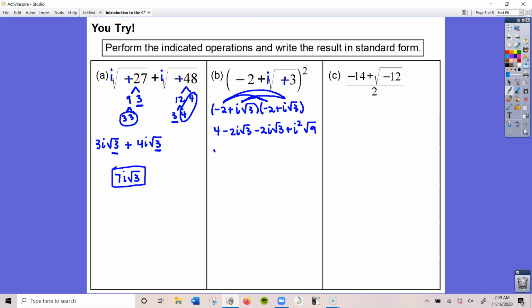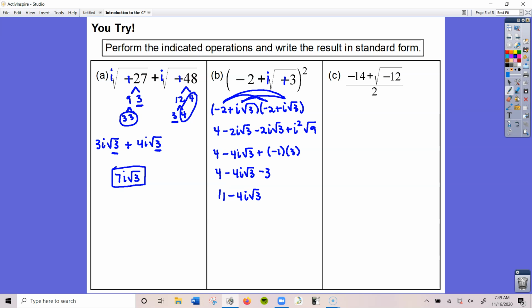So here we have this 4. Negative 2i minus 2i is negative 4i square root 3. Plus, remember that i squared is negative 1, and the square root of 9 is 3. So this means that I have 4 minus 4i square root 3 minus 3. And now I can combine the real parts. 4 minus 3 is 1, minus 4i square root 3.